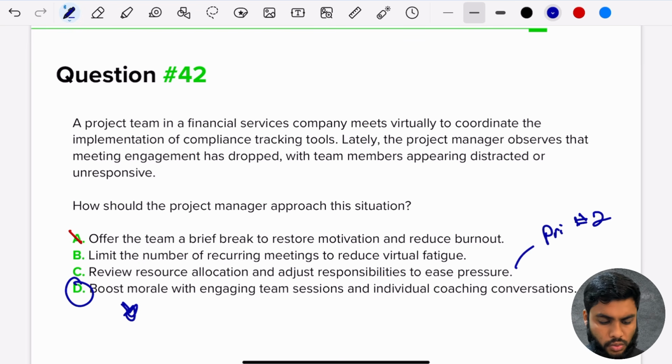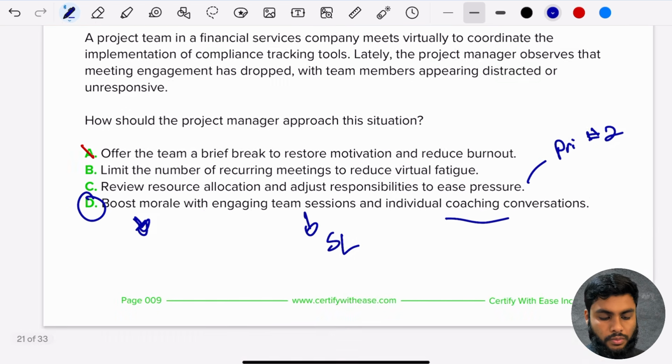All right, but that's going to be the best solution here. Okay? You're addressing the core problem. You're making the sessions more engaging, and you are engaging in coaching as well. Okay, this is purely servant leadership, and you always want to be a servant leader.